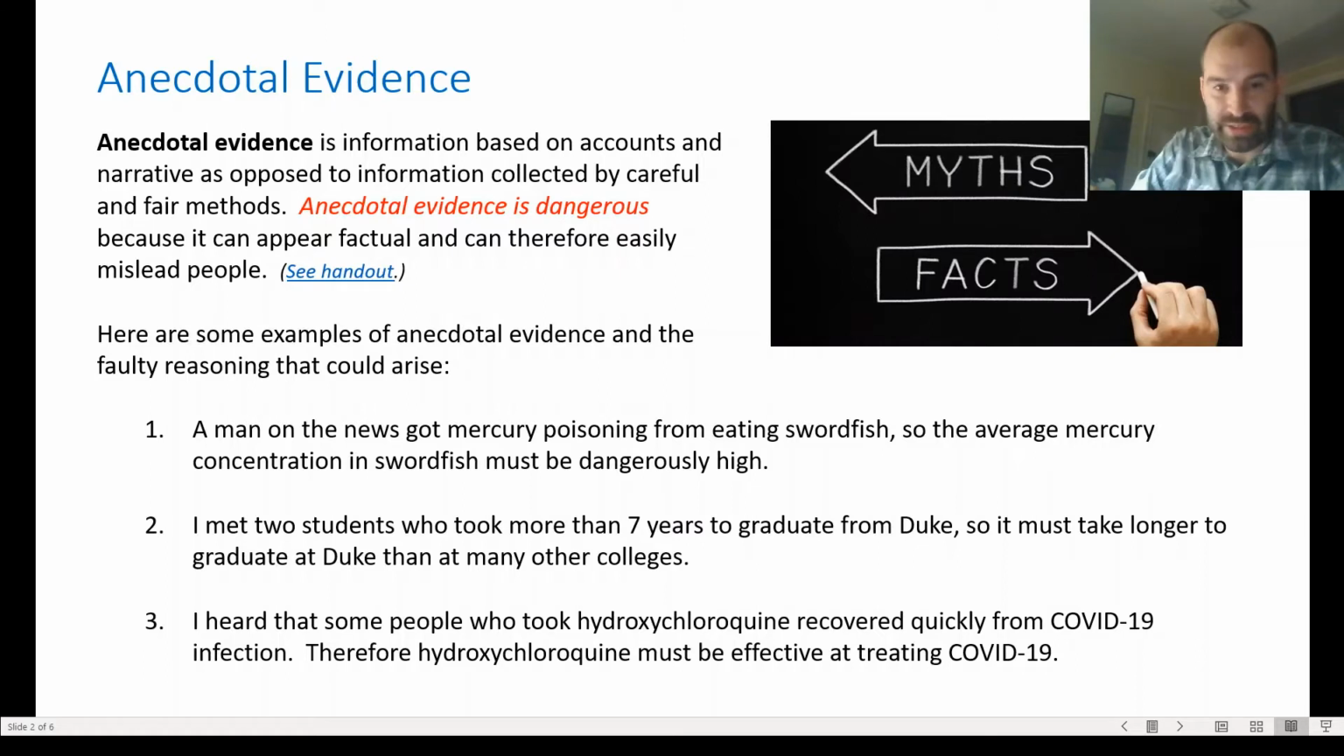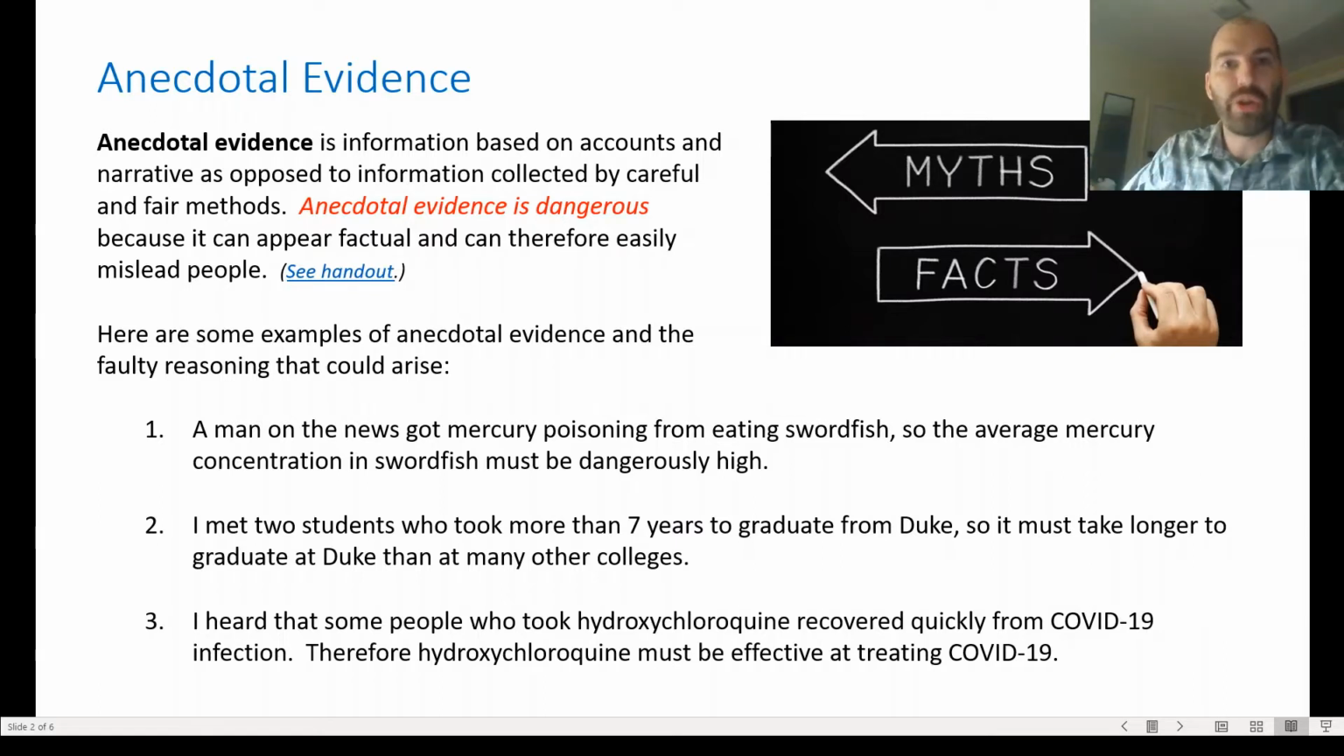Maybe some people, like it says here in this example, did recover quickly. But do we know for sure that it was the hydroxychloroquine that actually did it? We don't. Maybe they would have recovered fast whether they took it or not. Maybe it actually made them recover slower. It may actually cause problems. Maybe they would have recovered even faster if they didn't take it.